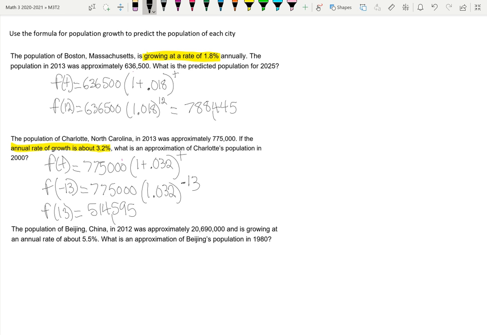Now I can go ahead and just look at it. The population did grow over the case of 13 years, so I'm going to continue about my day.